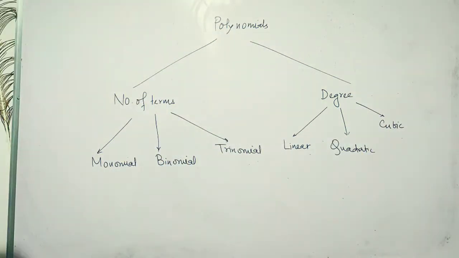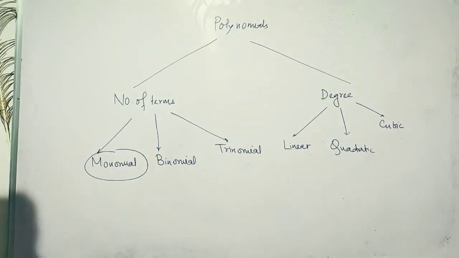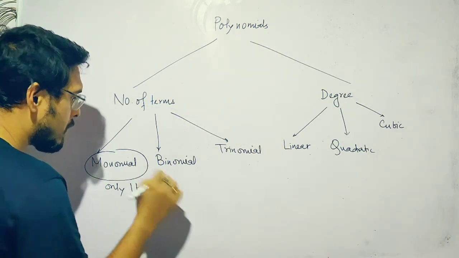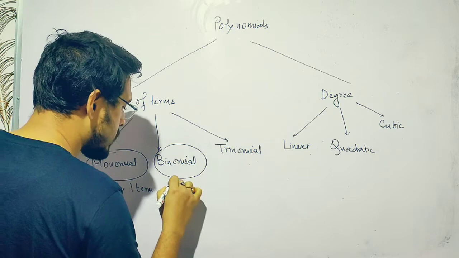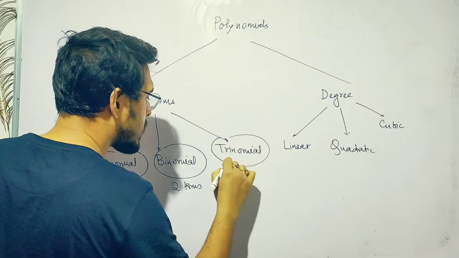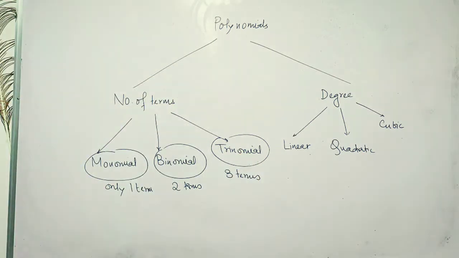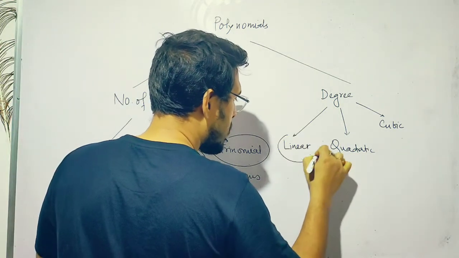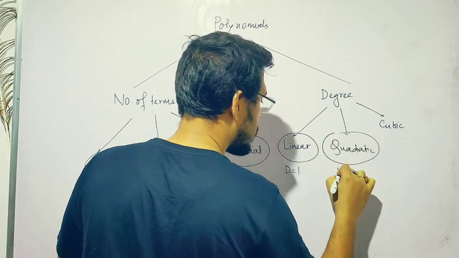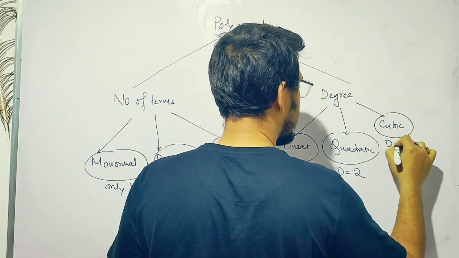So let us come to monomial. What are monomials? Monomials are those polynomials which consist of only one term. Binomials are those polynomials which consist of two terms. Trinomials are those polynomials which consist of three terms. On the other hand, linear is a polynomial which consists of degree 1. Quadratic are polynomials which consist of degree 2. And cubic is a polynomial which consists of degree 3.